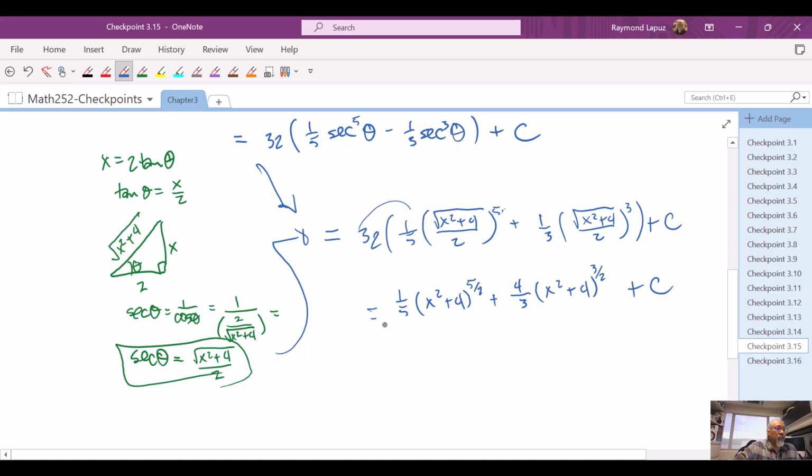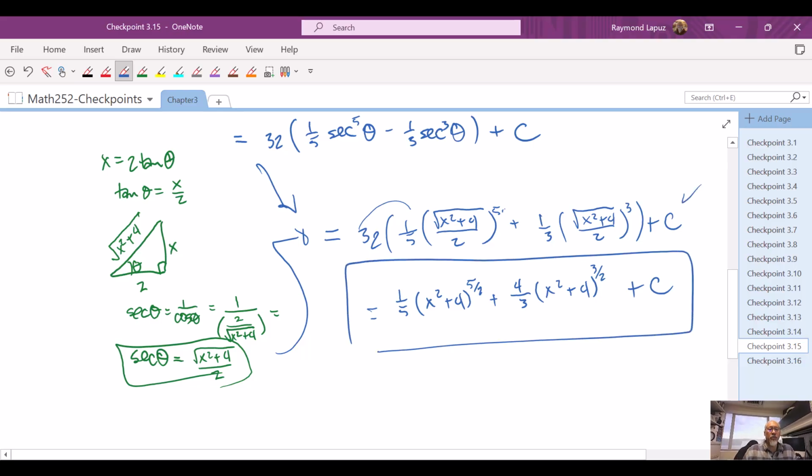So this could be an answer. This is just one form. This previous form is just fine, but we can look at it in different ways.